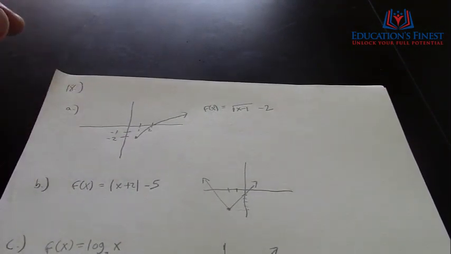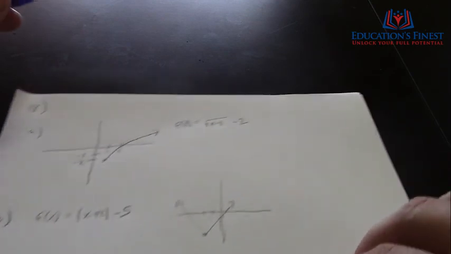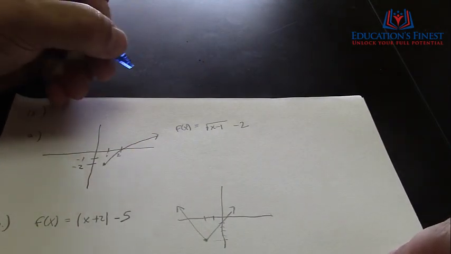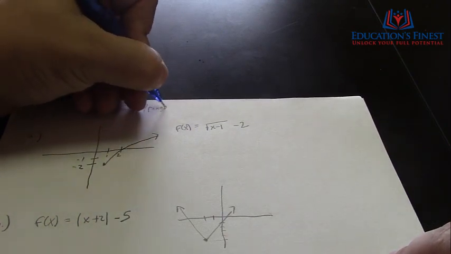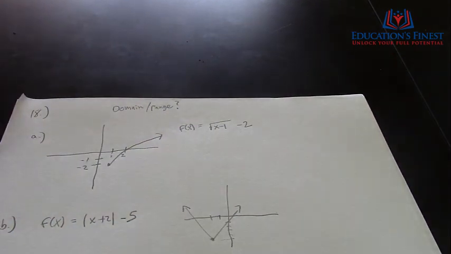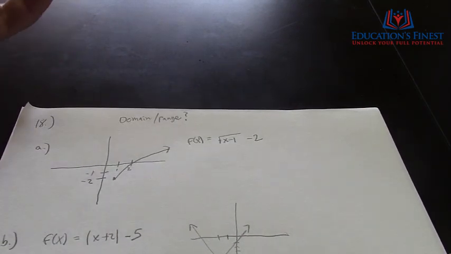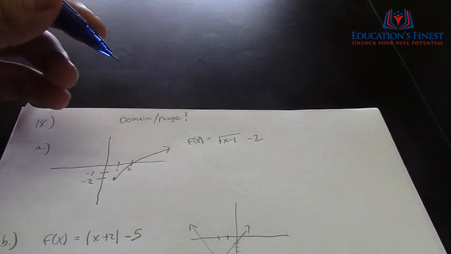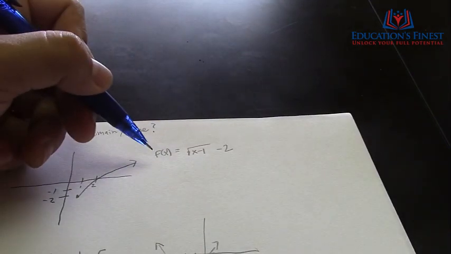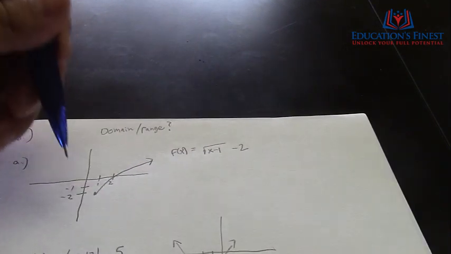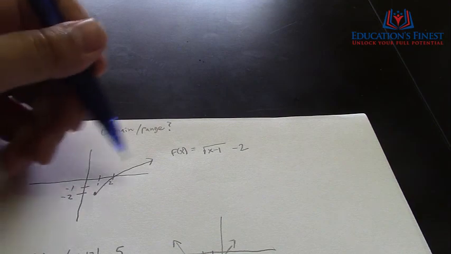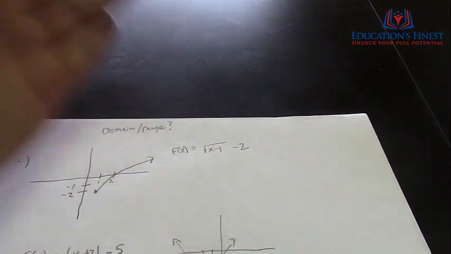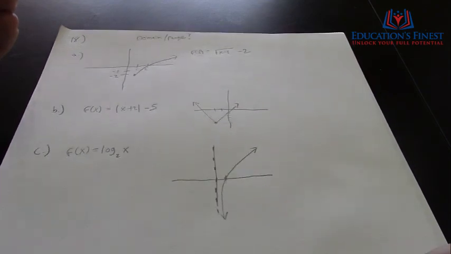Alright, number 18. More graphs. So we want to know what's the domain and the range. Okay? Now, one of my students just gave me this review, so I'm not 100% sure if they just give you the function and make you give the graph, or if they also give you the graph, because these are both on her review. In any case, I'll make sure that you guys understand these, okay?